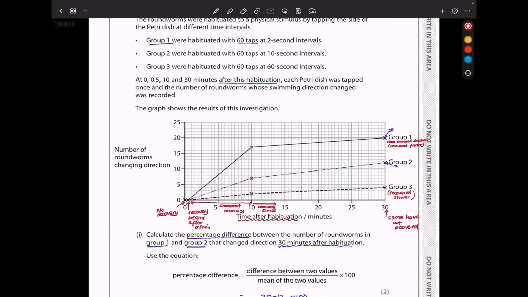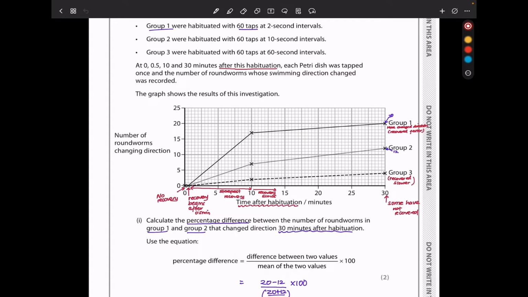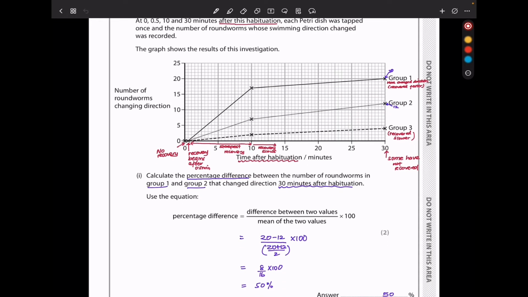So the interval time is longer here in comparison to that. They say at 0, 0.5, 10, and 30 minutes after this habituation, each petri dish was tapped once and the number of roundworms whose swimming direction changed was recorded. The graph shows the results of this investigation. On the vertical axis, we have the number of roundworms changing direction, and on the horizontal axis, we have time after habituation. So it means this investigation was carried out after all the roundworms were habituated.